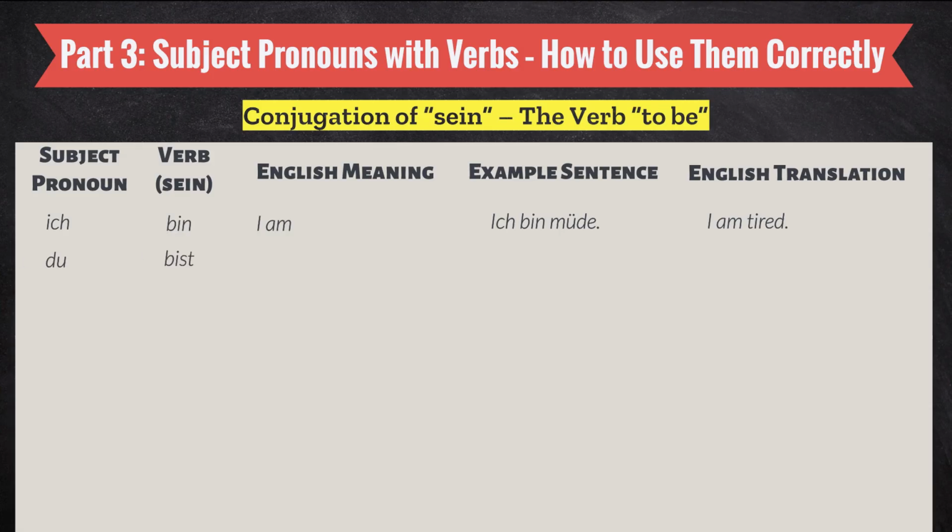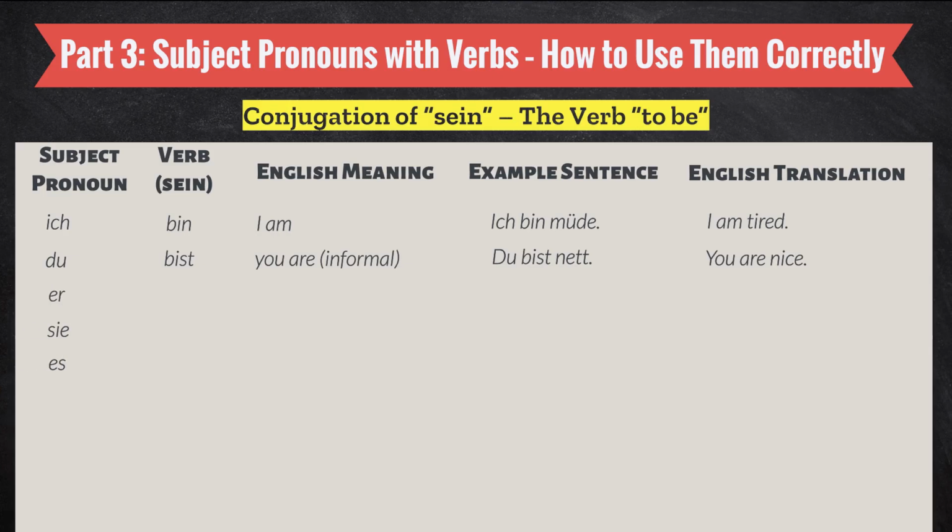Du bist. Here, du means you when you are speaking to one person in an informal way. To say you are, in German we say du bist. Example, du bist nett. That means you are nice.